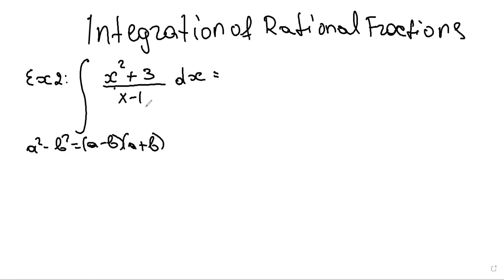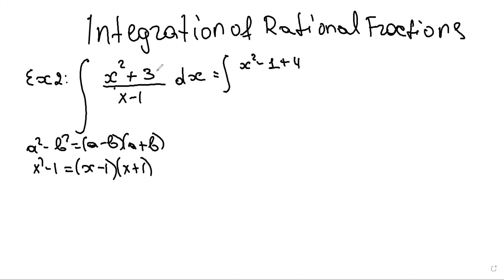And since we have x minus 1 here, in the top we should have something like x squared minus 1. So we're going to make it (x minus 1)(x plus 1) to eliminate the denominator. We can have x squared minus 1, but in the numerator we have 3, so we should add 4. So we just write 3 as negative 1 plus 4, over x minus 1 dx.